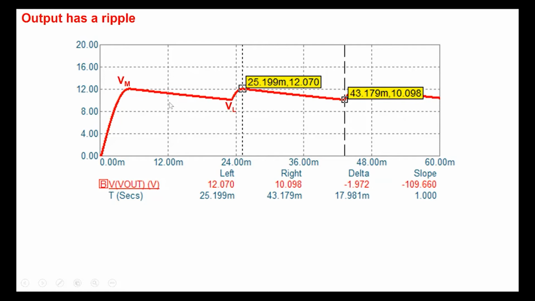And the magnitude of the ripple, if we see that this is the VM max, the maximum value, and the VL is the lowest point of the output voltage here. So we can define ripple voltage as VR as VM minus VL, the total variation in the output voltage here. Note that we neglect the initial part here. So we look at steady state. So VM minus VL is the ripple that is there here.